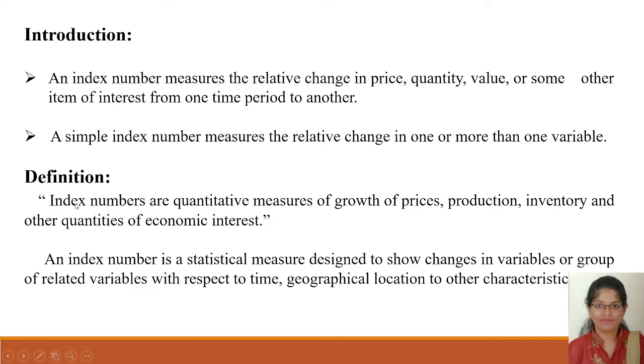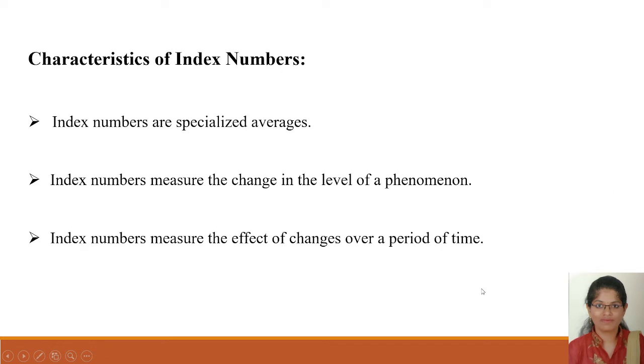Definition: index numbers are quantitative measures of growth of prices, production, inventory and other quantities of economic interest. An index number is a statistical measure designed to show changes in variables or group of related variables with respect to time, geographical location or other characteristics.